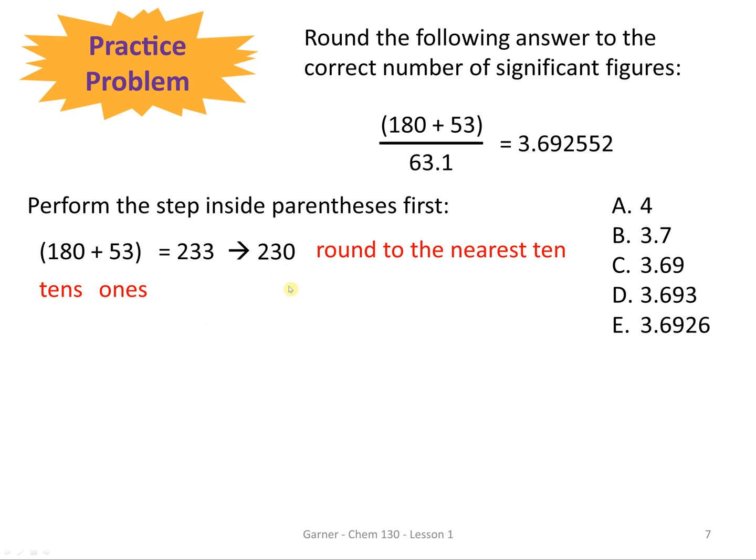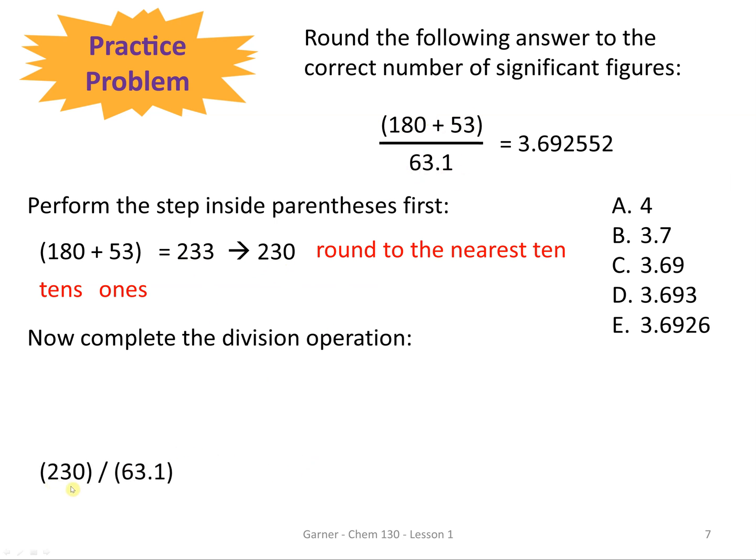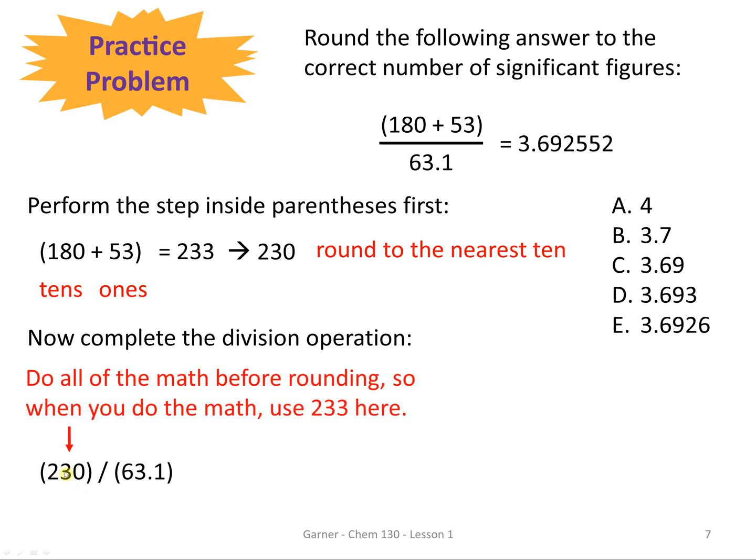All right, so now I want to continue by doing the division operation. So I want to take my value that I got from this operation on top now and divide it by 63.1. So that's going to be 230 divided by 63.1. I want to go ahead and point out here, when you actually do the math, when you type this into your calculator, you're going to want to keep the number that you didn't round. So instead of using 230 here, I want to keep 233 when I actually do my math, but then I'll round once at the end of the problem. So that's usually a good strategy.